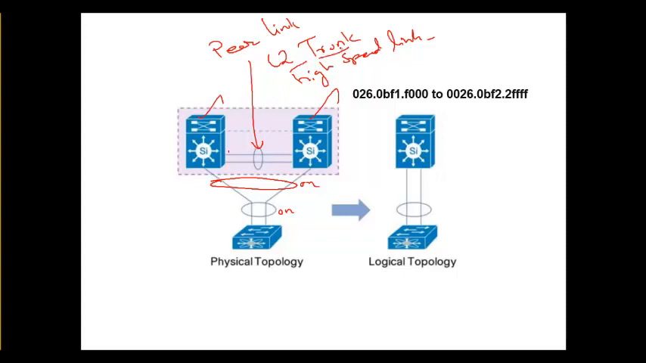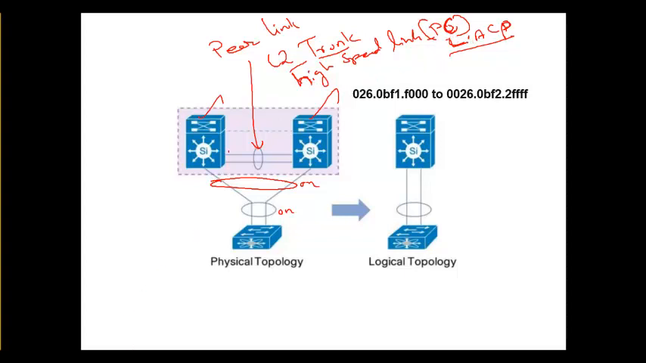You cannot simply take two access links, bundle them and dedicate them for the peer link. If you do that, vPC will not come up. It needs to be a trunk link also. And for high speed we do what? Port channel. And the port channel should be LACP enabled, LACP negotiated.